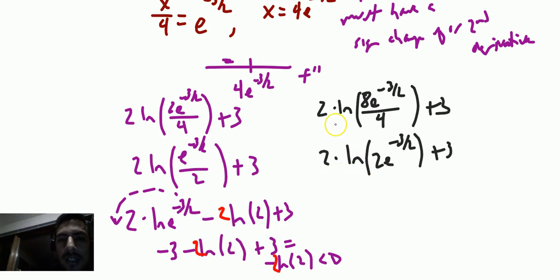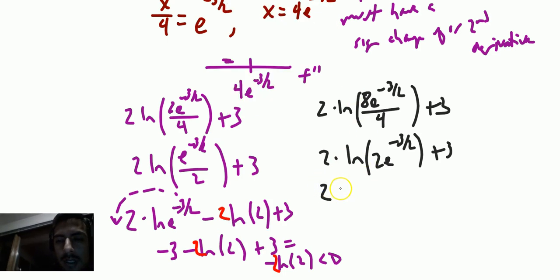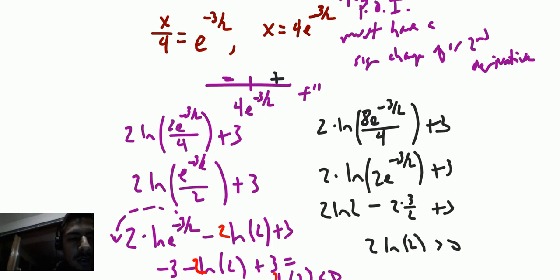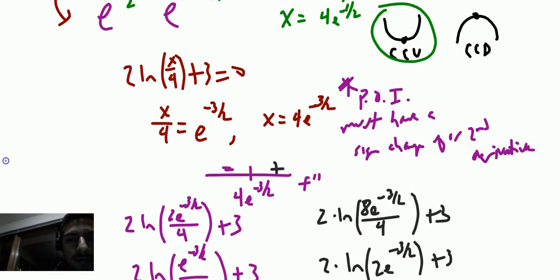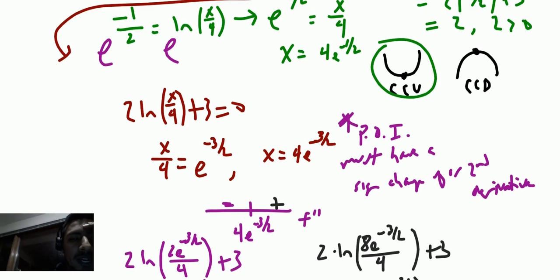For the other one, if I do the same exact process a little bit quicker, I get 2 ln of 2 minus 2 times negative 3 over 2 plus 3. And this is going to leave me with 2 ln of 2, which is a positive number. And I do get a sign change at 4e to the negative 3 halves, which means I have a point of inflection. A point of inflection occurs when there's a sign change in f double prime. So to find the actual point of inflection, I need to plug this value back into the top.